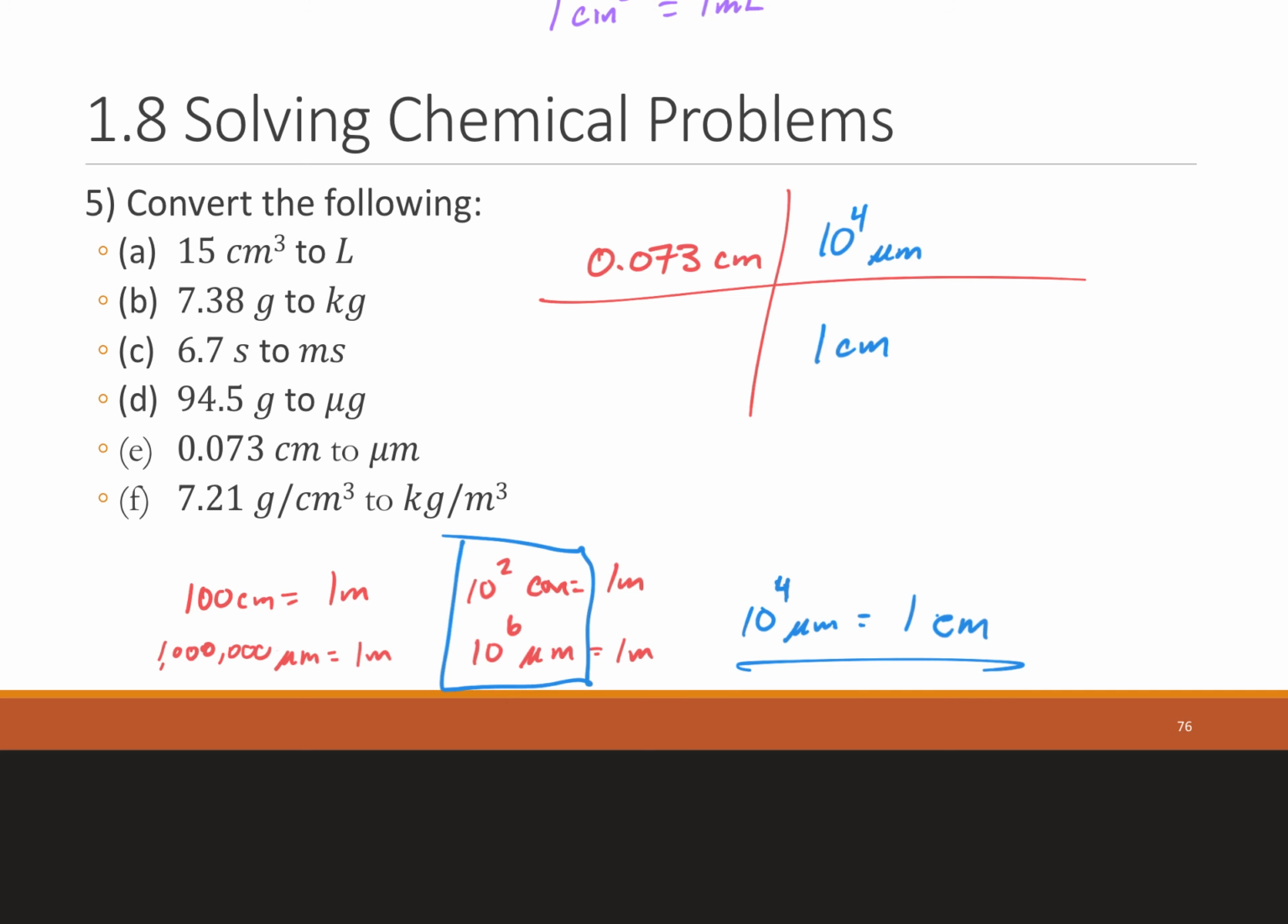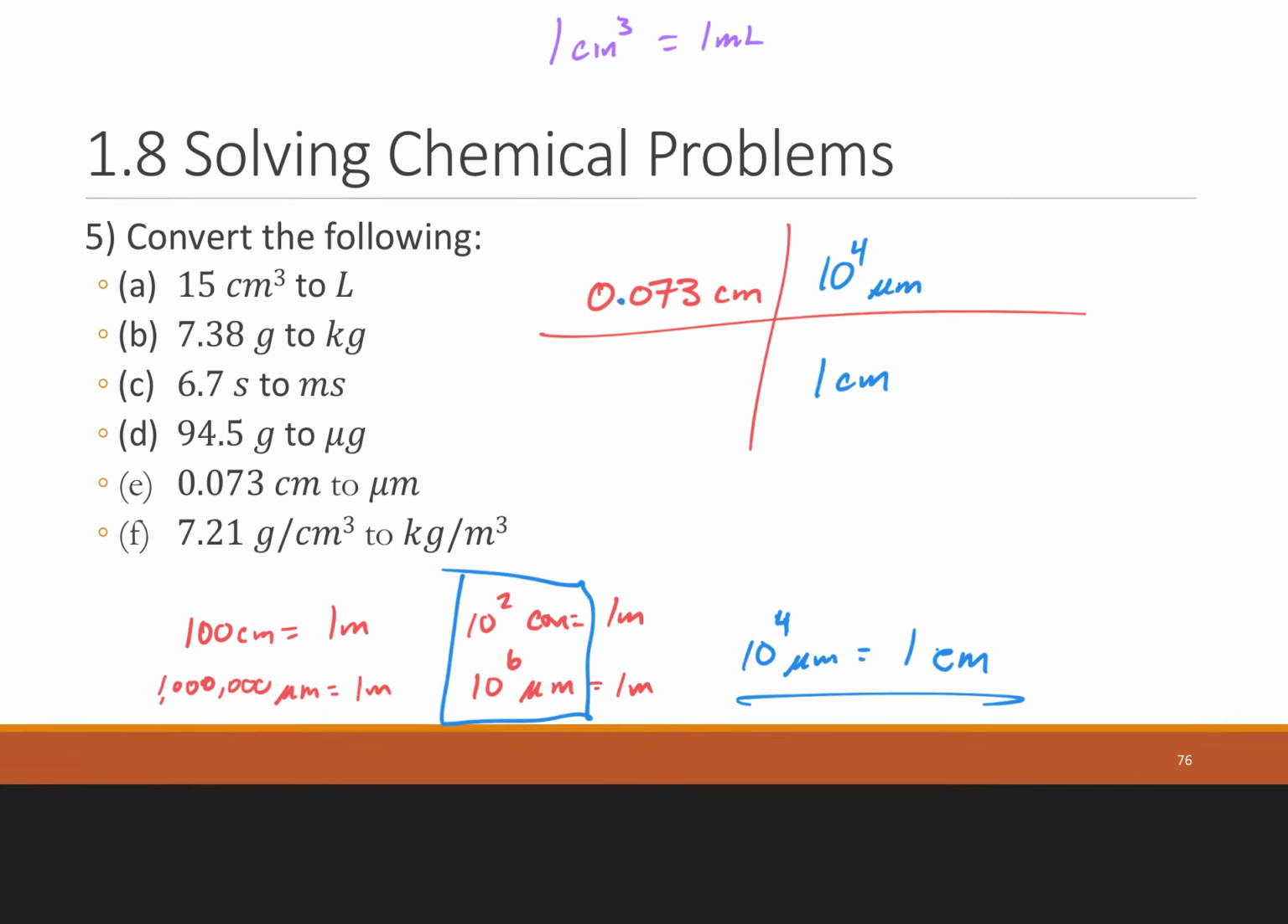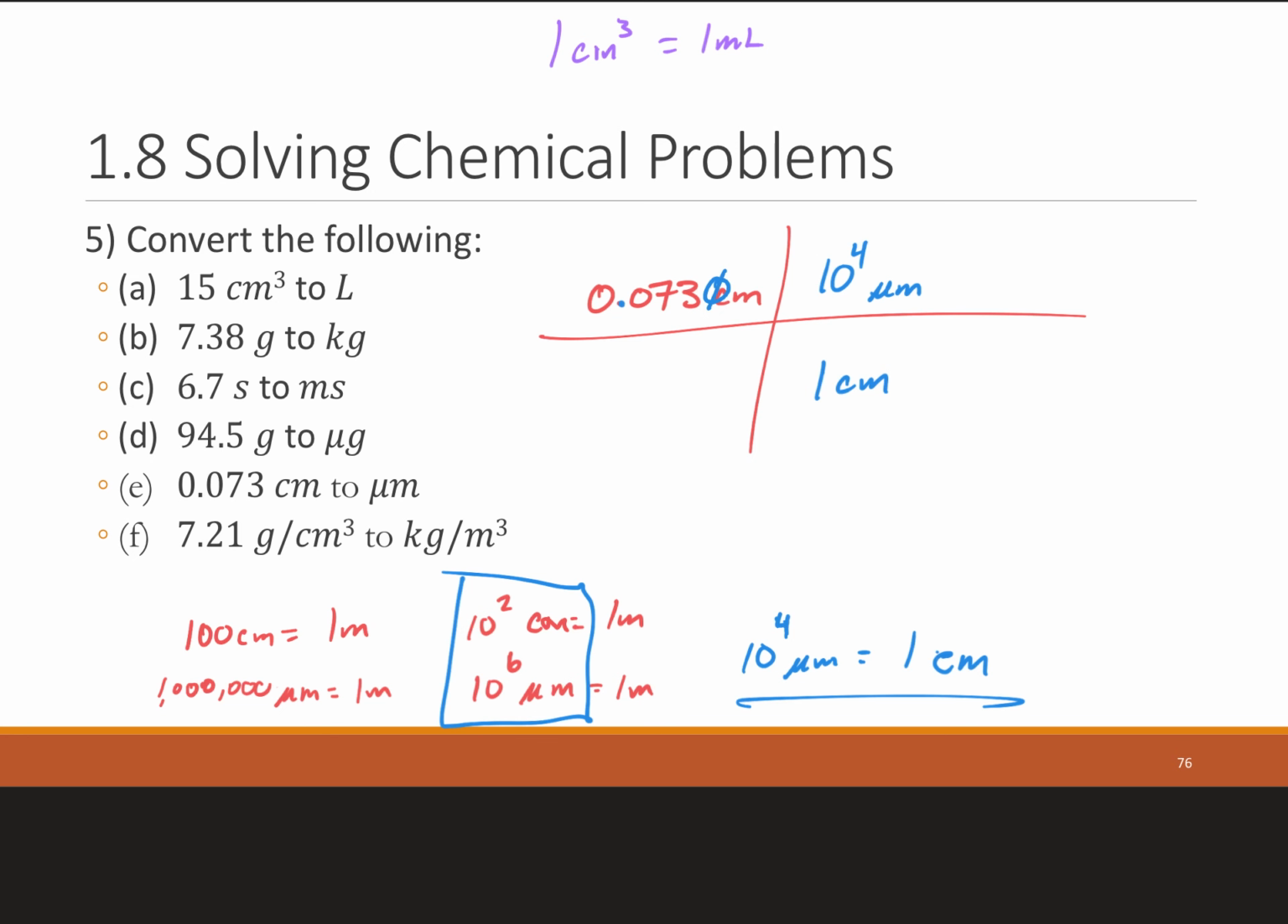Now, we have our decimal place here, and we can move it 4 times, or realize that there's 3 to the right of it, and we need 4, so we're just going to add a 0 in there, and the decimal has moved, so it becomes 730 micrometers. 1, 2, 3, and finishing off with that 4. Again, we don't need the leftmost, they're insignificant, so it's just 730 micrometers.